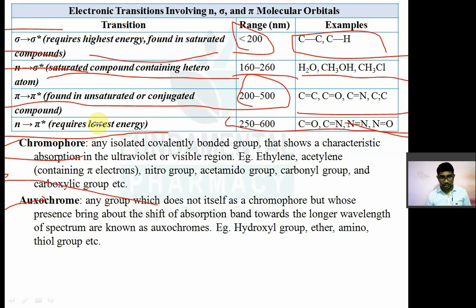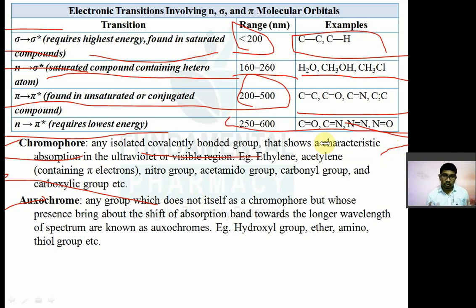Any isolated covalently bonded group, like CH2CH3OH: the OH in between is covalently bonded. Okay, CH2CH3NO2: the nitro group is covalently bonded. So this kind of group responsible for the absorption of UV rays is known as a chromophore. Chromophore: chromo means color, phore means an entity or species. So the species responsible for the absorption of UV rays is known as a chromophore.